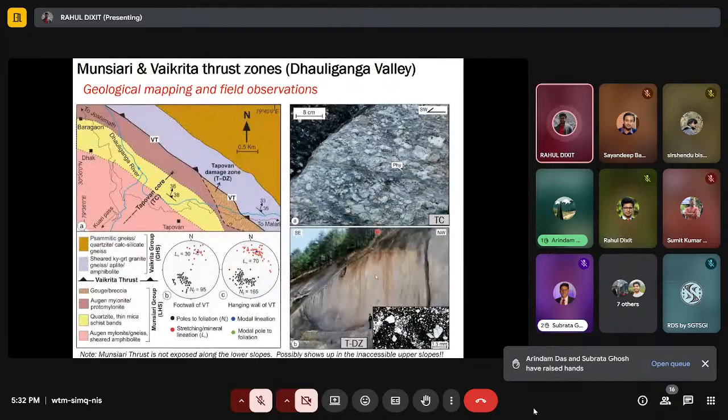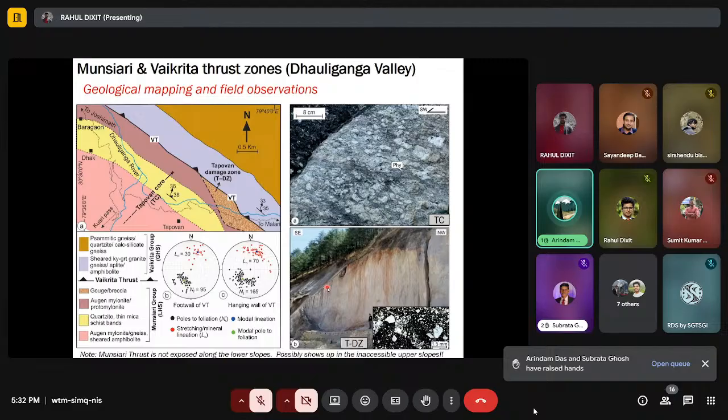On the other hand, when we look for the same fault, the same thrust in the Dhauliganga Valley, here we could identify that the same thrust zone appears as a brittle deformed fault gouge zone on the surface. Whereas in the Alaknanda Valley, it was very poorly exposed. So there, we did a strain analysis to identify the thrust.